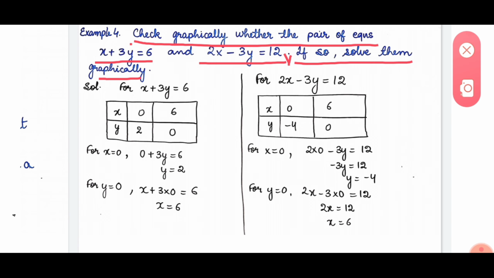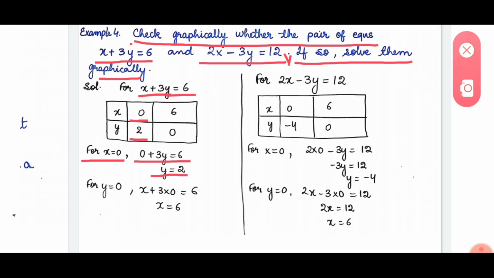Okay, so let us plot the graph for the equations. It is very simple, you know that, right? Now I am finding the points for the equation x plus 3y equals 6. Let us put the value of x as 0 first. When you put x as 0, you will get 0 plus 3y equals 6, or y equals 2, because 6 divided by 3 is 2. So you will get the value of y as 2.